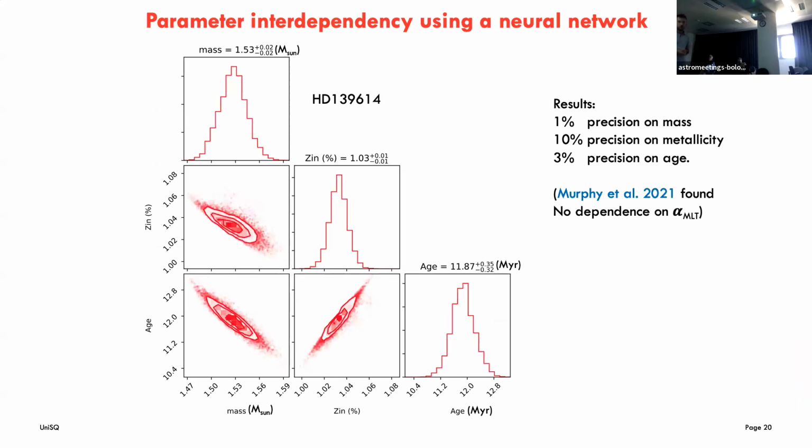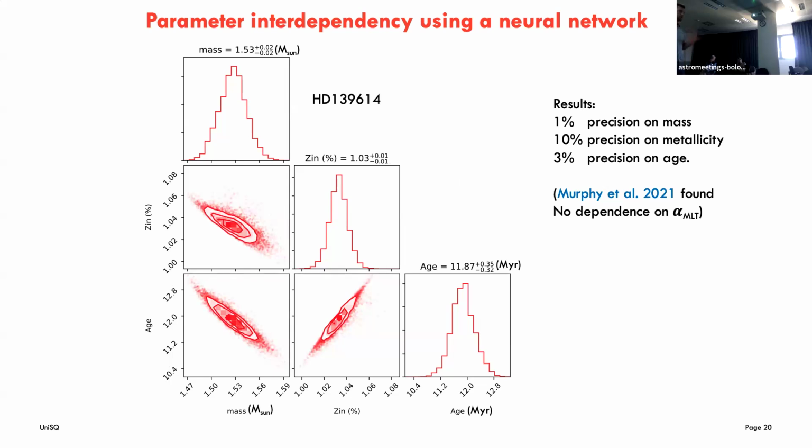So when you do this for HD 139614, here's what some of those parameter interdependencies look like. There are some correlations between, say, metallicity and age, but we're talking about rather small ranges in age. This is age in mega years, and so ultimately we end up with 1% precision on mass, 10% precision on the metallicity, and 3% precision on the age. We happened to find that there was no dependence on the mixing length in this star, probably because it's very young and it's recently been homogeneous because the whole star was recently convected. For older stars, there might be mixing length dependencies.